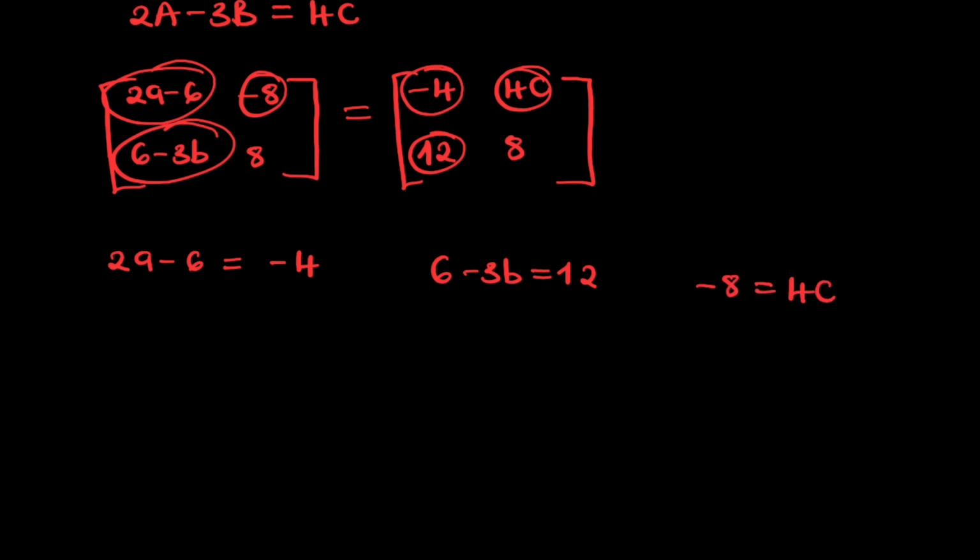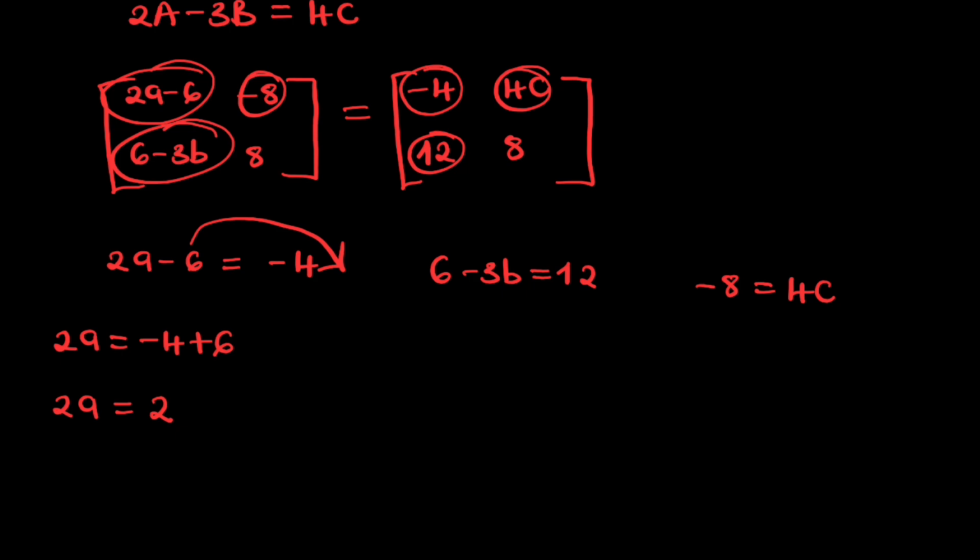Now let's start with the first one. To find a in this case, we can just send this way. So we will have 2a equal to minus 4 plus 6. So this gives us 2a equal to 2. And now we divide both sides by 2 since we are solving for a. This cancels, so we are left with a equal to 1. So the value of a is 1.